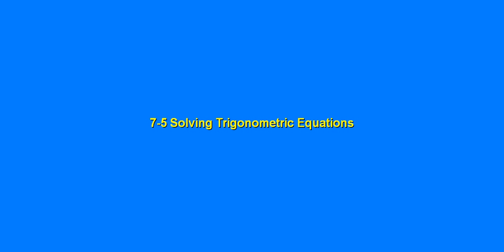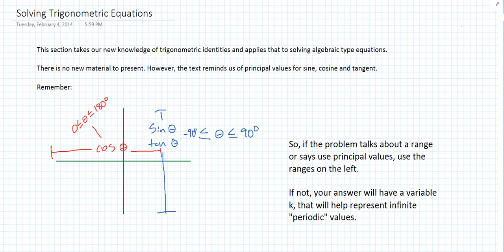Alright, welcome to 7.5, Solving Trigonometric Equations. This section should be somewhat of a relief compared to the other sections that we have. We're going to be taking our trigonometric identities and applying them to solving algebra, which might sound a little scary, but believe me, a lot of the stuff that we do here I think will start making more sense for you.